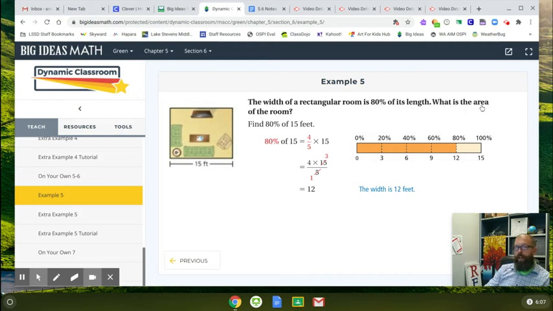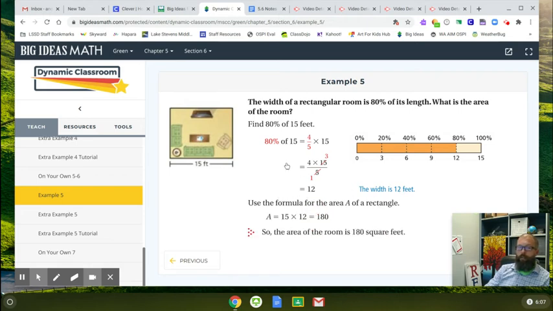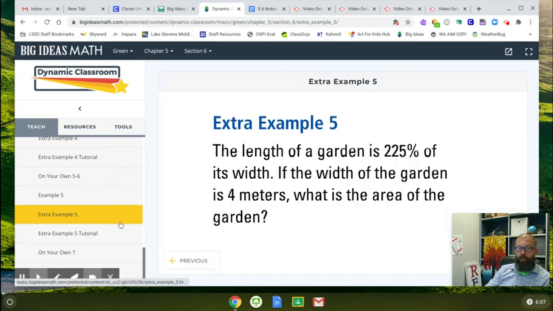Now, we need to find the area, so we're going to multiply 12 times 15, and you end up with 180. So the area of the room is 180 square feet. So make sure you answer the question that they're asking. It's not asking what is the width. First, you have to find the width, and then the area is what they want to know. Okay, so multiple steps and multiple layers here.